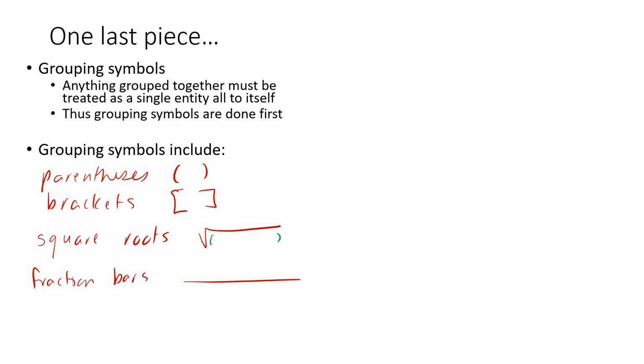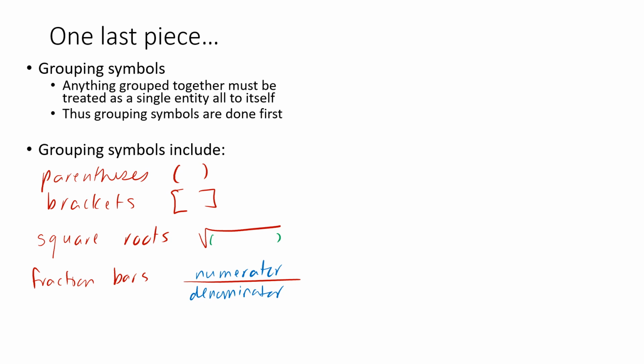Everything in the numerator is grouped together. So if you have multiple operations in the numerator, they are all together like one family. And the denominator is grouped together. And so you need to deal with the numerator and the denominator separately before you begin to try to merge the numerator and denominator together.